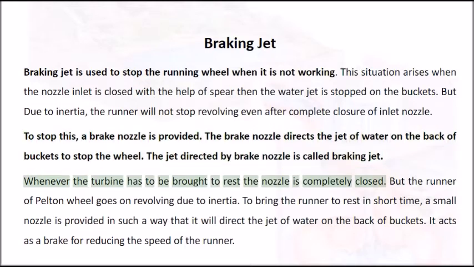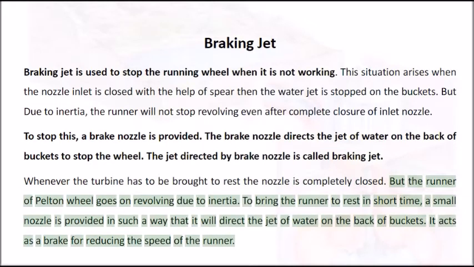Whenever the turbine has to be brought to rest, the nozzle is completely closed. But the runner of the Pelton wheel goes on revolving due to inertia. To bring the runner to rest in a short time, a small nozzle is provided in such a way that it will direct the jet of water on the back of buckets. It acts as a brake for reducing the speed of the runner.